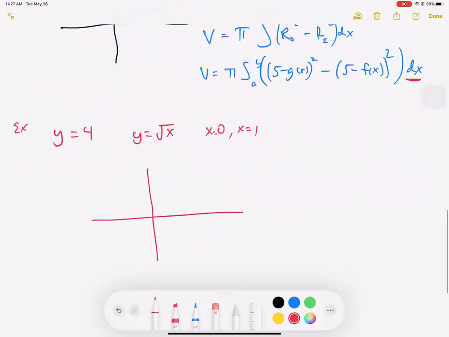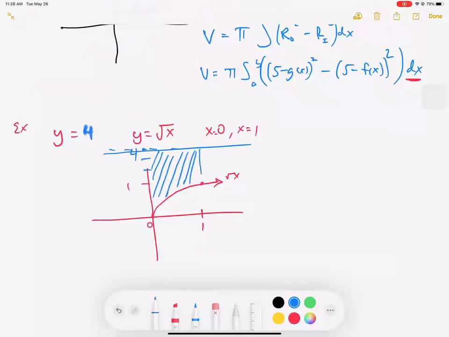Let's draw that out. We have a square root graph, which looks like a curve like this. That's my square root of x. And from 0 to 1, the square root of 0 is 0. That's why over here. And the square root of 1 is 1. And my y value, we said, my second value, color that in blue. My 1, 2, 3, 4 up here. Here's 4. And then we have this object here. Okay. This is my weird shape object.